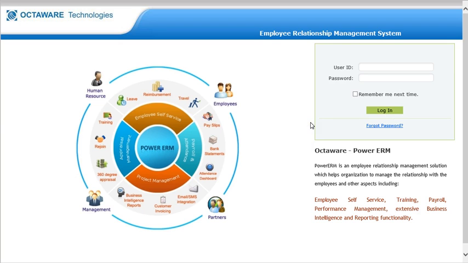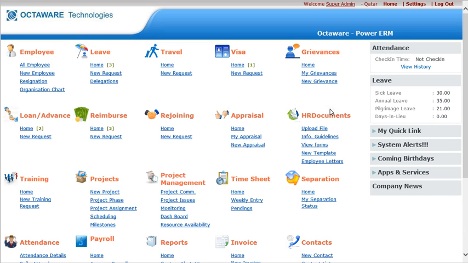Now what you see is the login screen for PowerERM. First we will log in to the system as the admin. Now you can see the home page. It has a lot of modules, which are self-services modules as well as organization-level modules such as appraisal, project management, payroll and attendance.